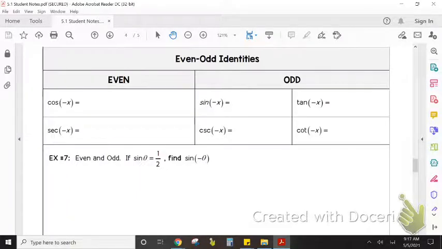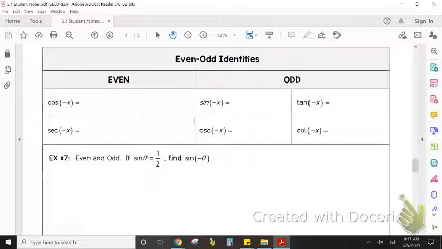All right, even and odd identities. So we've talked about even and odd before. Remember, even says it doesn't matter if you plug in the positive and negative of a number, you're going to get the same exact answer. So like with x squared, if I plug in negative 2, I get positive 4. If I plug in positive 2, I get positive 4. Therefore, x squared was an even function.